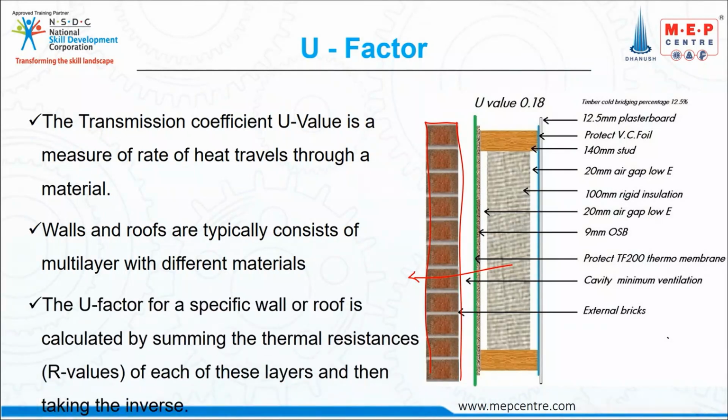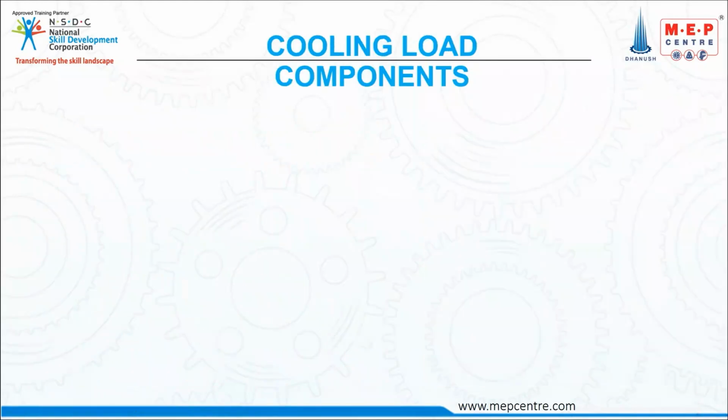So the U factor of a specific wall or roof is calculated by summing all the thermal resistance of each of these layers and then taking the inverse. Suppose the R values of the layers are R1, R2, R3, R4, up to R10. Therefore R equals R1 plus R2 plus R3, up to R10, right? So U equals 1 by R, which is U equals 1 by (R1 plus R2 plus R3 and so on).